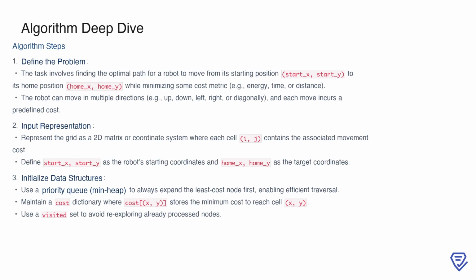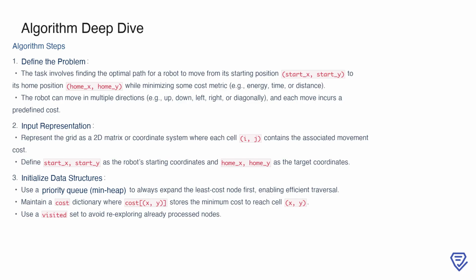To solve the problem of finding the minimum cost for the robot to move from its starting position to its home position, we first need to define the problem clearly. The robot is tasked with navigating a grid, starting at coordinates start_x, start_y, and reaching a target position home_x, home_y. Each movement direction incurs a predefined cost, which means our goal is to find the path that minimizes the total cost. We'll represent the grid as a 2D matrix, where each cell stores the cost associated with moving through it. Additionally, the starting and home positions are explicitly defined by their coordinates.